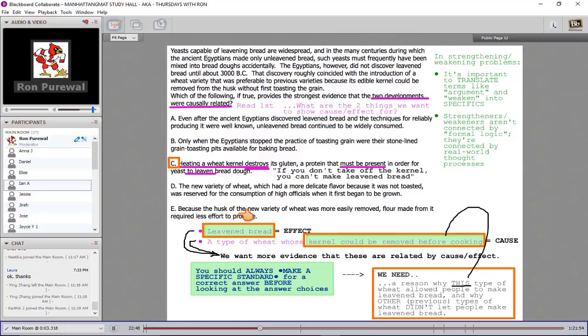This one, the people who ate it obviously had nothing to do with anything. And then E just says that it's less work to make flour from this stuff, but E has nothing to do with making leavened bread. So E is also irrelevant. But notice if you make this kind of standard before you go to the choices, it's incredibly clear that this choice is correct, and that the other four choices are completely irrelevant, because none of them have anything to do with making leavened bread, which is what this argument is all about. So notice the incredible importance of making a standard before you go to the choices. It cannot be overestimated, guys. Always make a standard before you go to the choices.